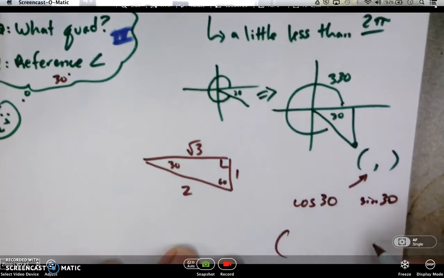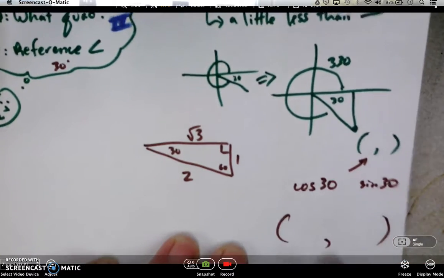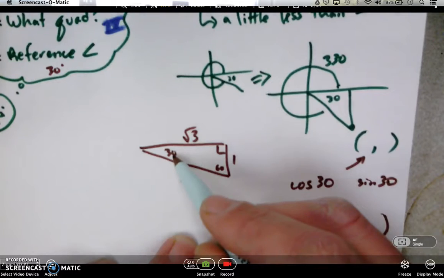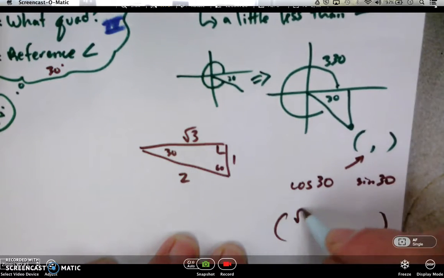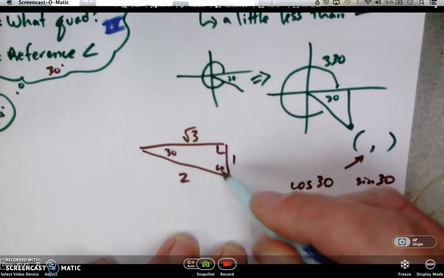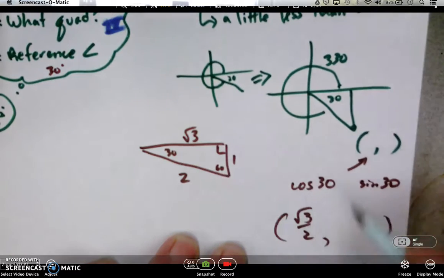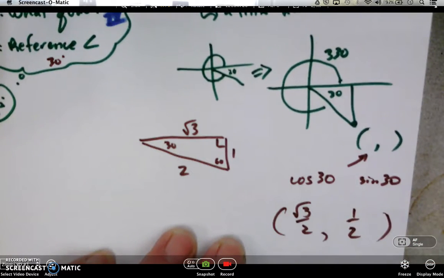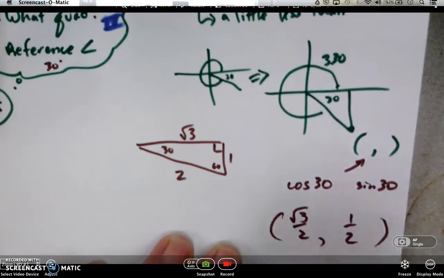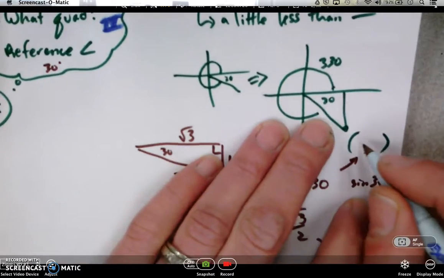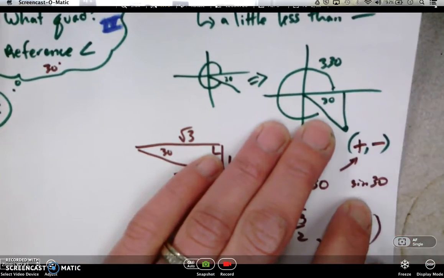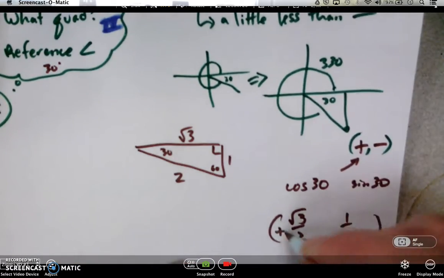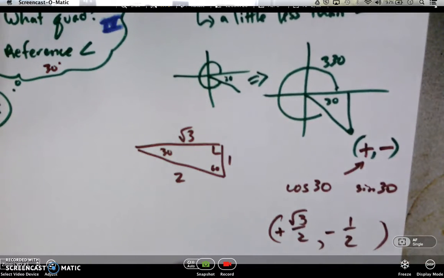Okay, so our coordinate is going to be like this. Cosine of 30 would be adjacent over hypotenuse, and sine of 30 would be opposite over hypotenuse. So there's your coordinates. Okay, the final thing we have to remember here is, in this quadrant, your coordinates are both positive and negative. So the x is positive, the y is negative.